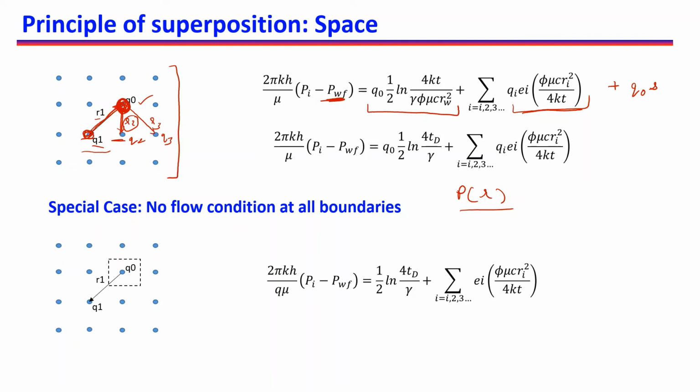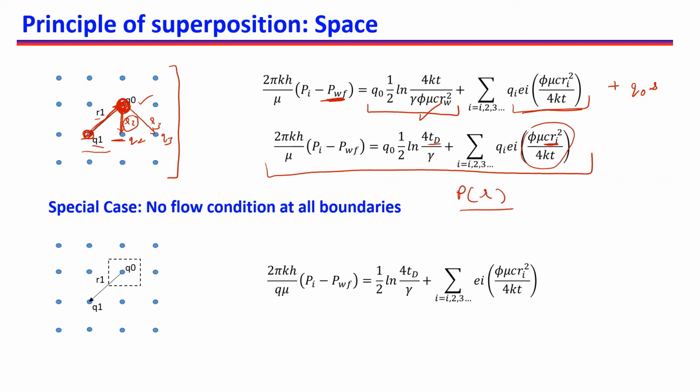In non-dimensional terms, we can use tD here, and we can replace this with tD also, but here we are not using Rw, but we are using Ri, which is the distance between the centers of the two wells. So we need to take care of that if we want to convert this inside of the exponential integral term into a dimensionless form. So this is the superposition in space.